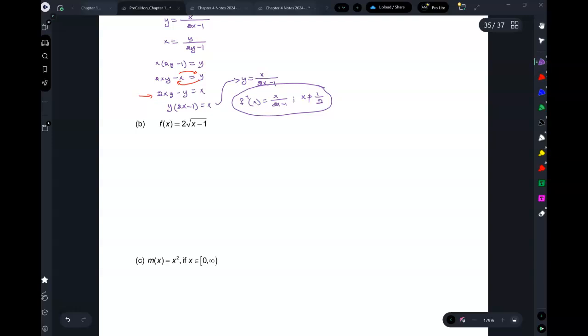Okay, this one: y equals 2 root x minus 1. So swap. And then x squared is equal to 4 times (y minus 1). I'm actually going to divide by 4.